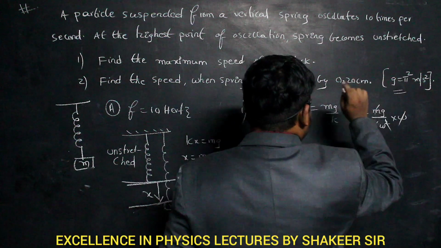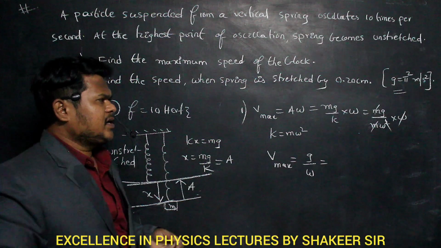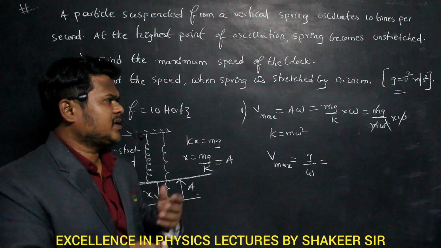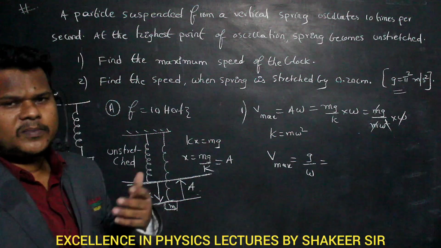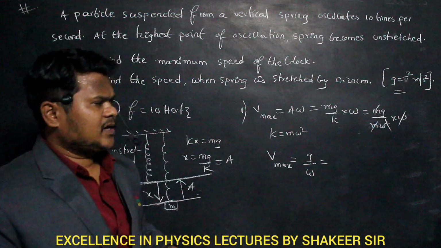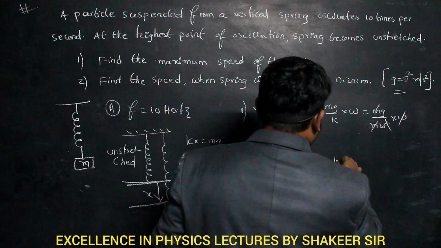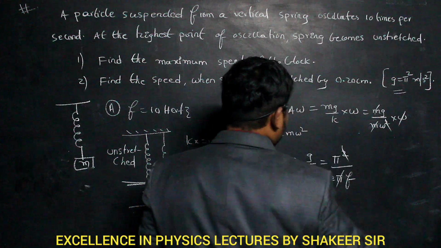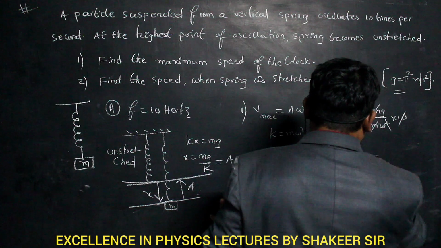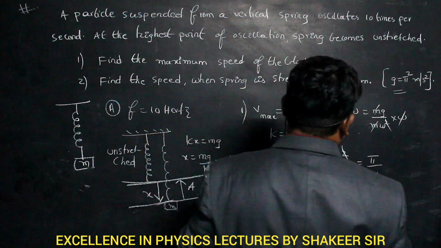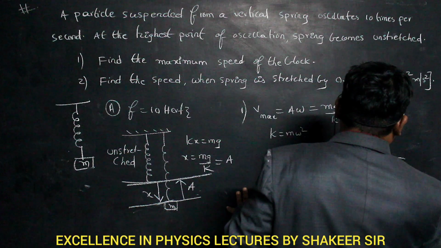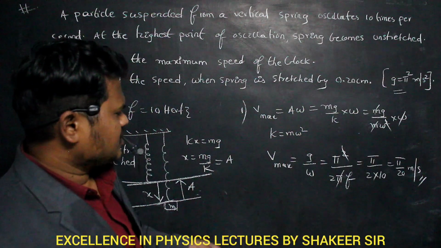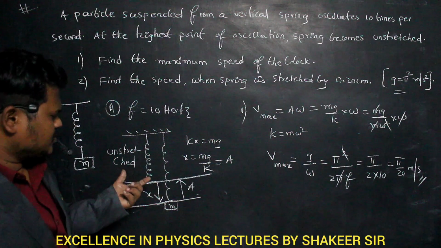He told us to take the g value as pi square. Why pi square? The g value is 9.8, approximately 10, and pi square also has almost the same value, since pi is 3.14 and 3.14 multiplied by 3.14 is almost the same as g. So pi square divided by omega, where omega is 2 pi into f. The pi square gets cancelled, so pi divided by 2 into the frequency, which he gave as 10. Therefore the answer is pi by 20 meters per second. This is the answer for our first question, the maximum velocity with which this body will oscillate.